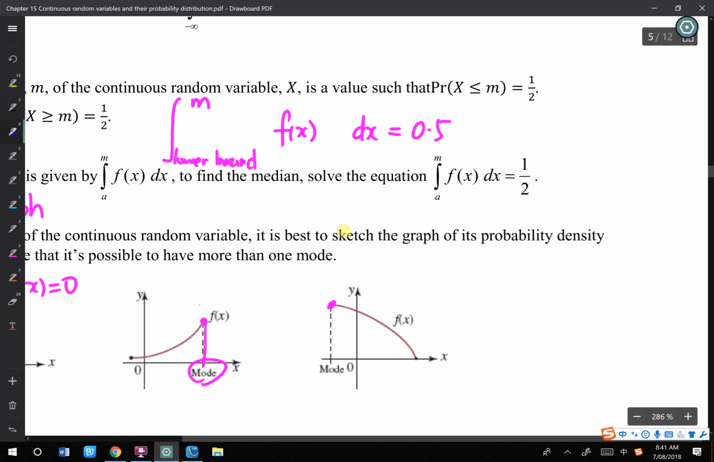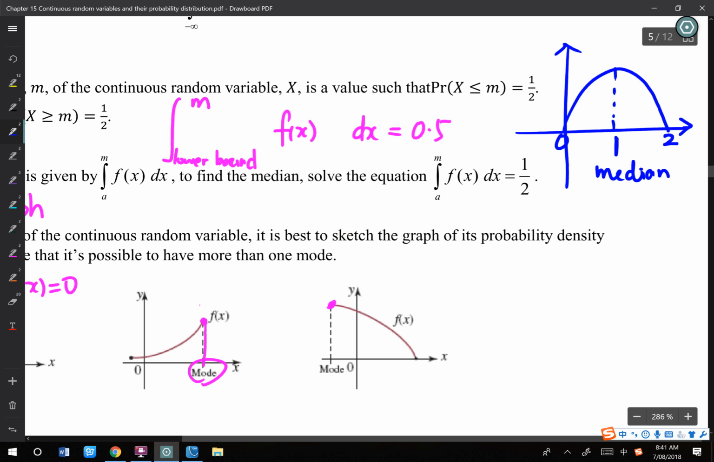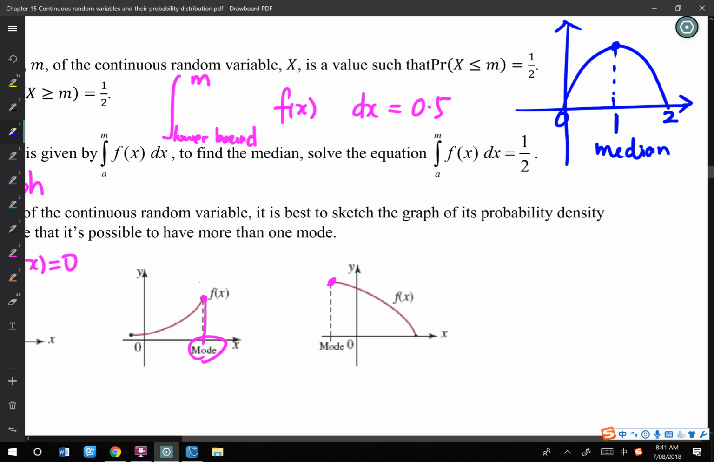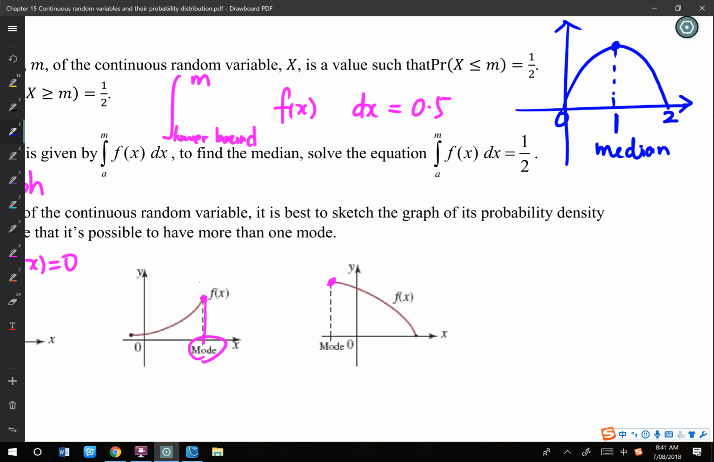If you think about this one, a symmetrical quadratic, if that's 0 and that's 2, then 1 will be my median. And also 1 is the mode because it's the highest point. This is a quadratic with 0 and 2 as your x-intercepts. The middle must be 1. So you exactly cut the area into half and half. So 1 will be the median, and at the same time, 1 is the mode as well.